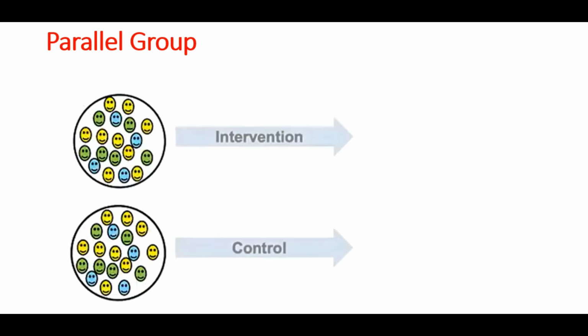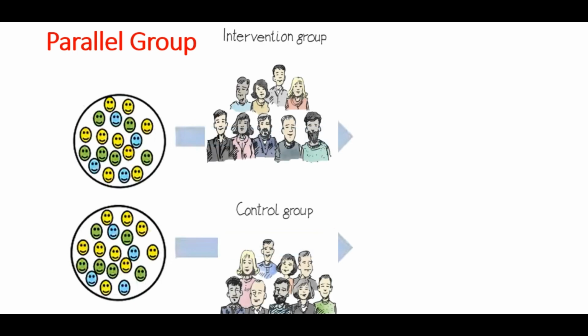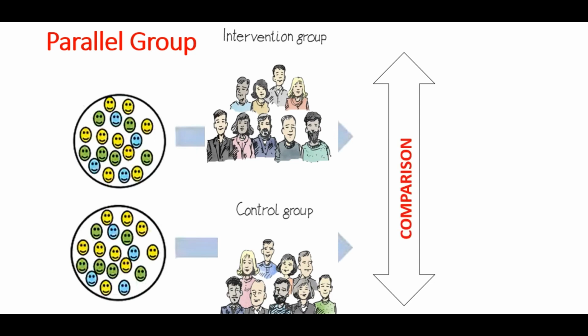First, we should know about the parallel group design, which is the simplest and most common. They observe two or more groups in parallel at one time. Participants are randomized to an intervention group and a control group. At the end of the study, differences between the treatment groups are assessed.